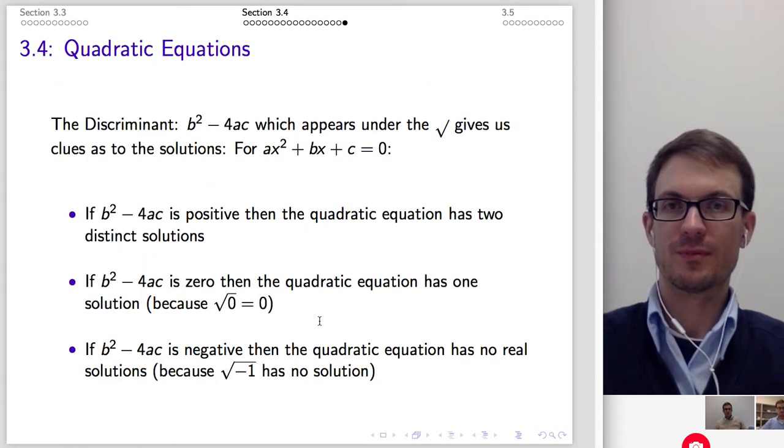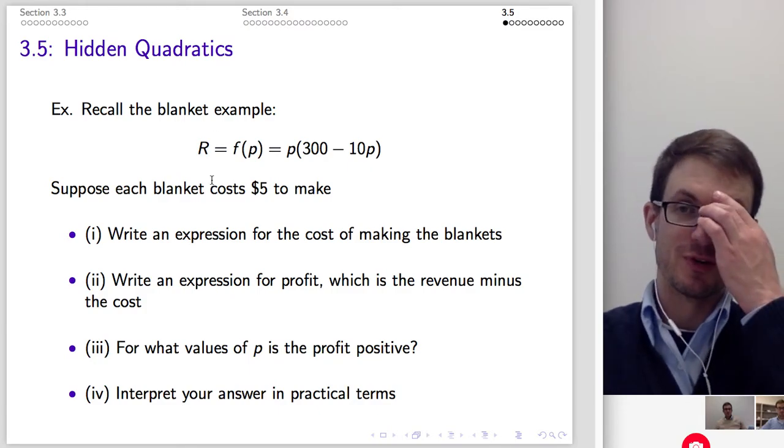Okay. All right, the last thing. Let's think about some hidden quadratics.